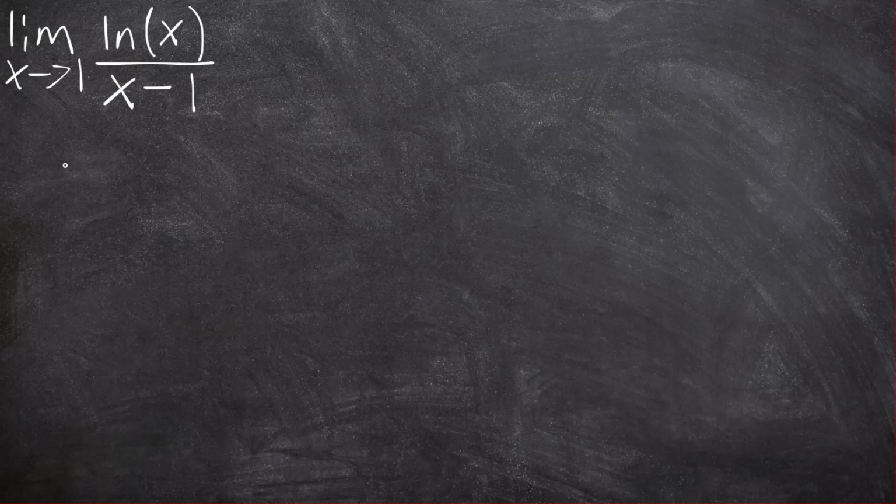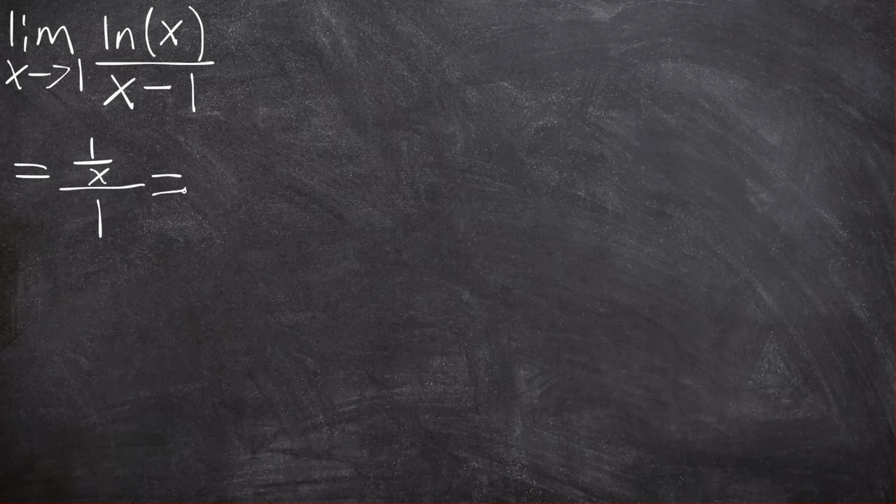So we want to find the limit of the following function as it's approaching 1, and we can't plug in 1 right away since that will lead to an indeterminate form. So what we want to do is take the derivatives of the numerator and the denominator. Starting with the numerator, the derivative of natural log x would just be 1 over x, and the derivative of x minus 1 would just be 1.